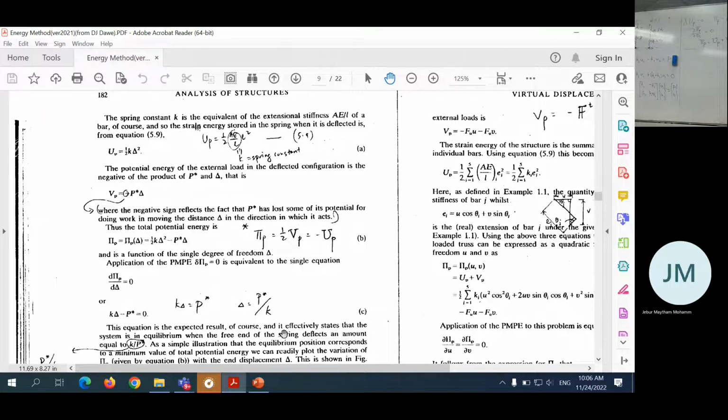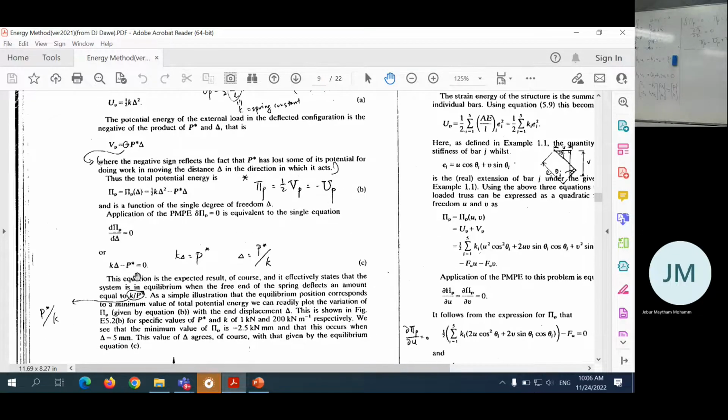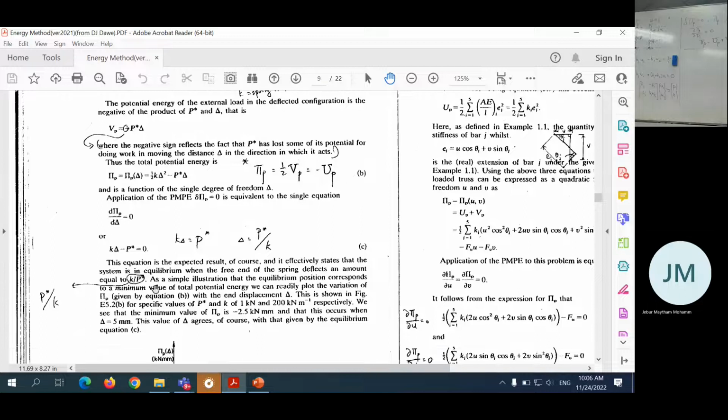So you add up these two, and you get the total potential energy. Then you apply the principle of minimum potential energy, which gives you these equations, only one equation, because this is a single degree of freedom problem. The resulting equation is the equilibrium equation.